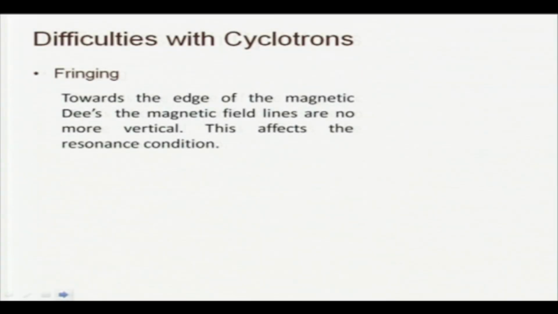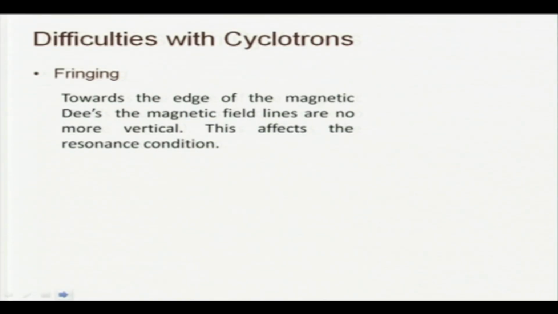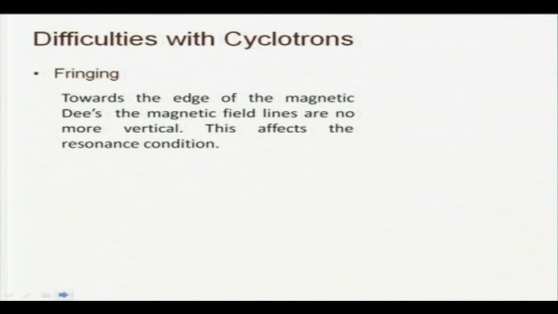We had discussed the basic electrostatic accelerators and then further the cyclotrons, which use magnetic and electric fields to accelerate the charged particles. One of the difficulties with the cyclotron is that there is a fringing effect when a particle moves towards the edges of the Ds that are used. I suppose you remember what the configuration was.